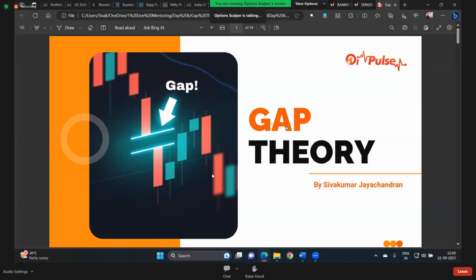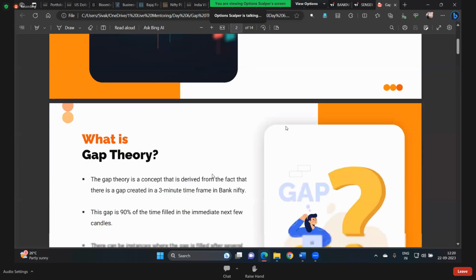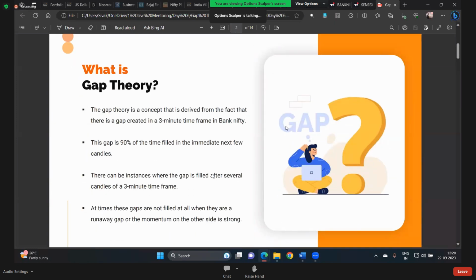Now, let's get into the gap theory concept. Gap theory is very important, but you won't get to see this gap theory playing out very often. But if at all a gap is getting formed, I will tell you how you need to look for it. Gap theory is a concept that has been derived from the fact that a gap is getting created in a 3 minute time frame in Bank Nifty.